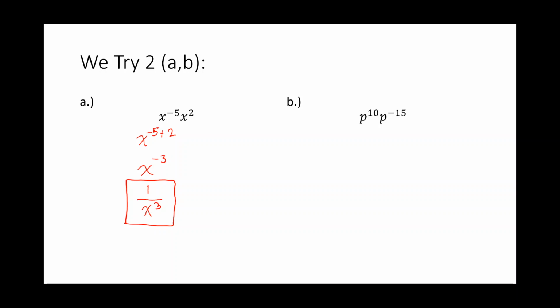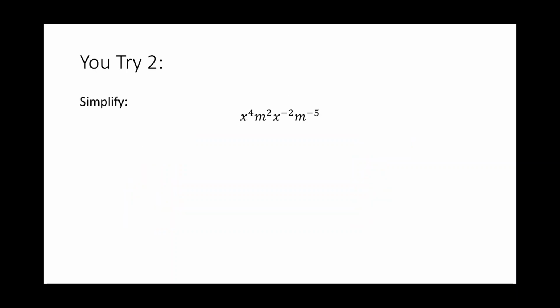p to the 10th times p to the negative 15th. Well, I have things with the same base, so I'm going to add the exponents. Let's add these together. 10 plus negative 15, that's negative 5, which is going to end up being 1 over p to the 5th power. Okay, go ahead and try this one on your own. Go ahead and pause the video and I'll see you in a second.